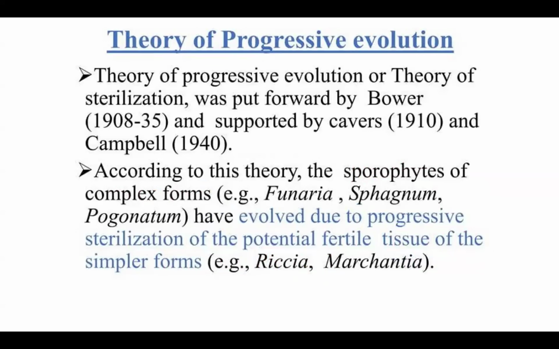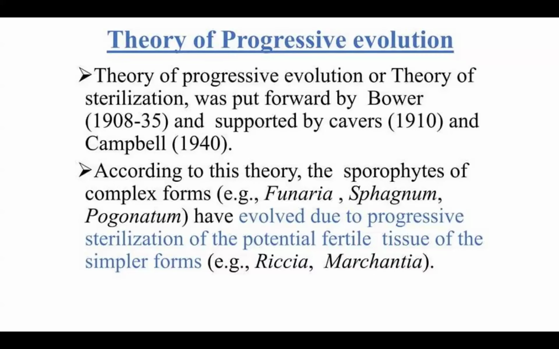The theory of progressive evolution was supported by Bower, Cavers and Campbell. So these are the three scientists. They supported the theory of progressive evolution, that is, the theory of sterilization. According to this theory, the sporophyte is a complex form. Complex forms mean Funaria, Sphagnum, Polytrichum, Pogonatum.